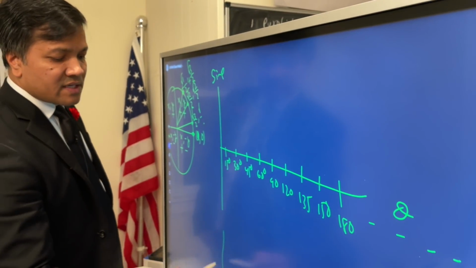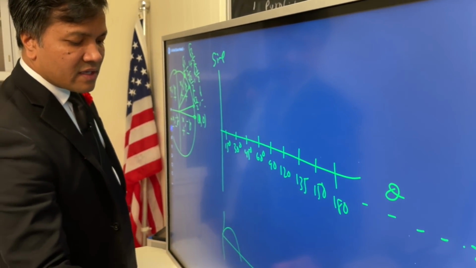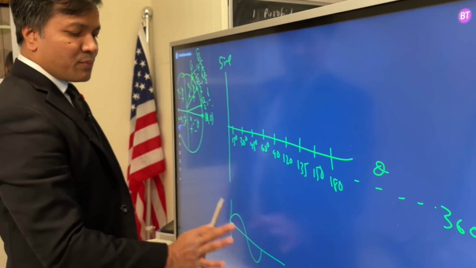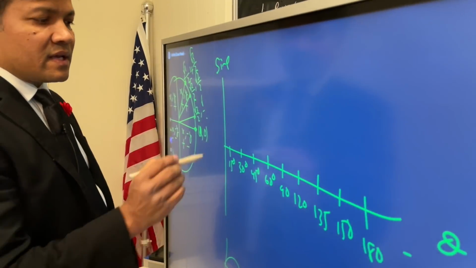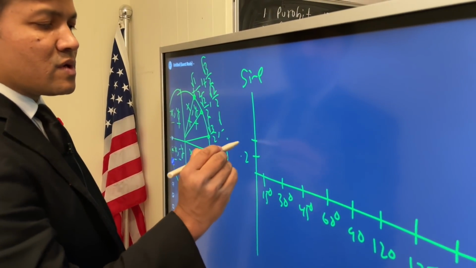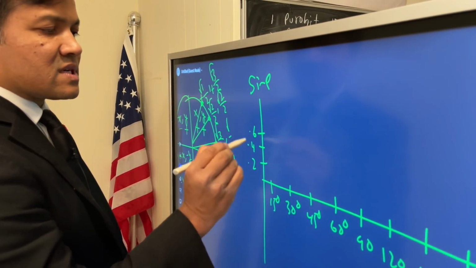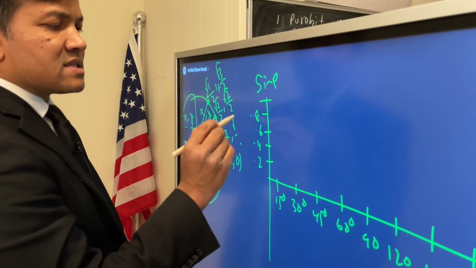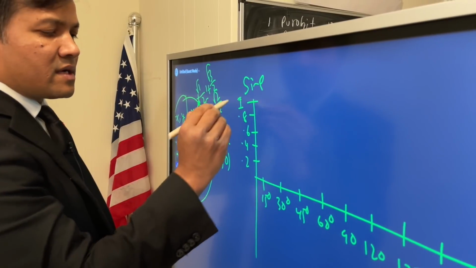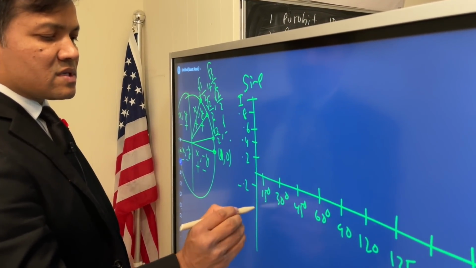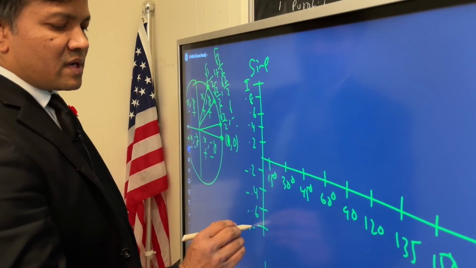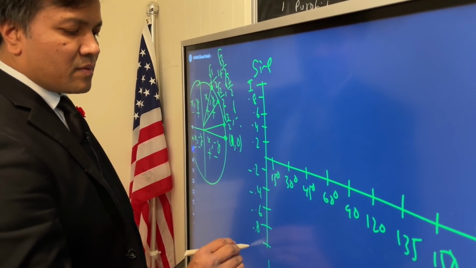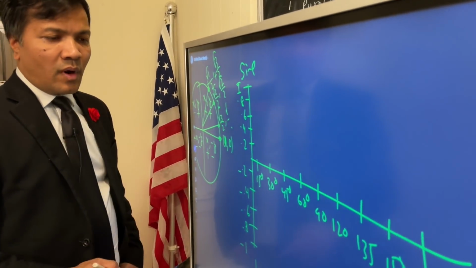So we should get a graph like this, and these points are going to come from the unit circle in a very nice way. This is 0.2, 0.4, 0.6, 0.8, and 1. And this is negative 0.2, negative 0.4, negative 0.6, negative 0.8, and of course negative 1.